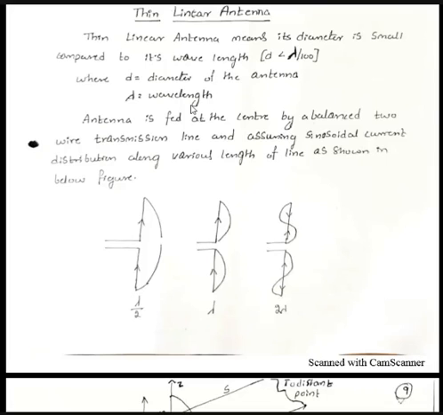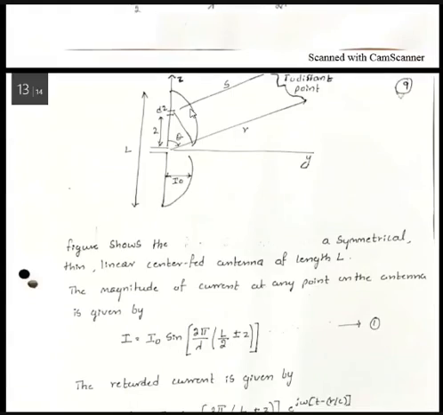What we are going to assume here is that there are different kinds of current distributions: a triangle current distribution and a sinusoidal current distribution. We are going to consider the sinusoidal current distribution along the various length of the line, as shown in the figure. The figure shows the symmetric thin linear center-fed antenna of length L. What is exactly the magnitude of the current flowing in this dipole?